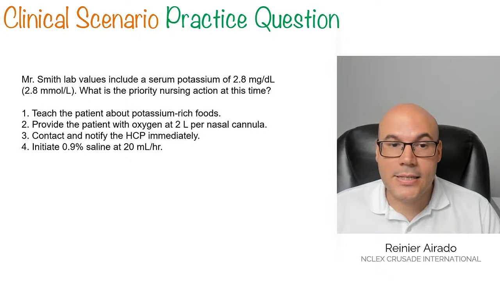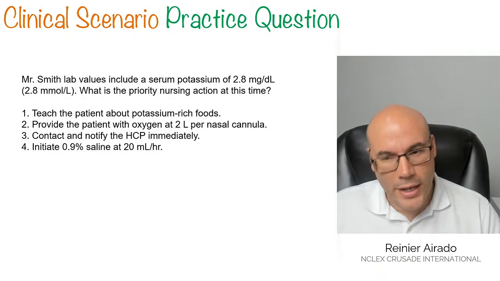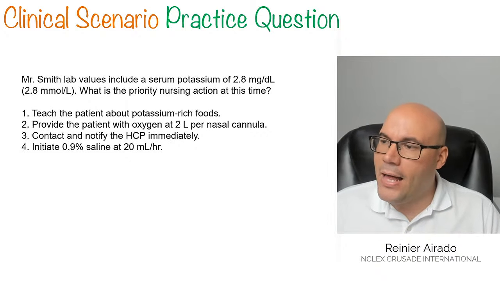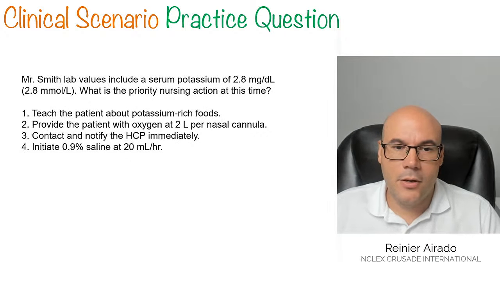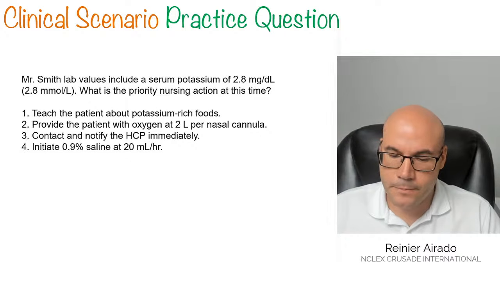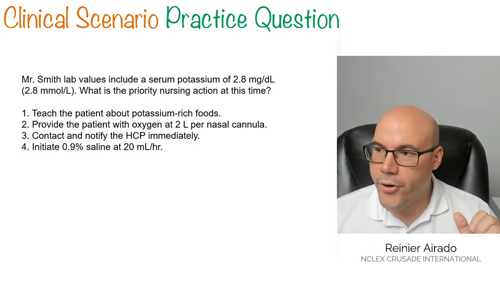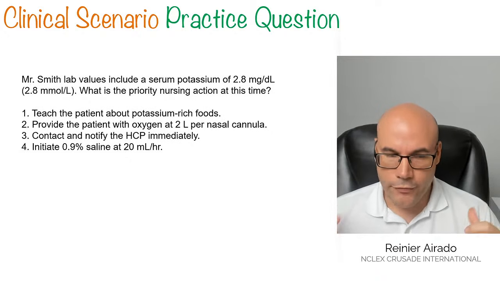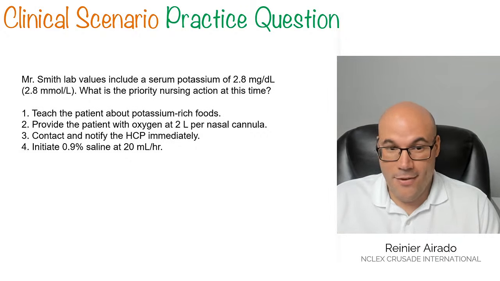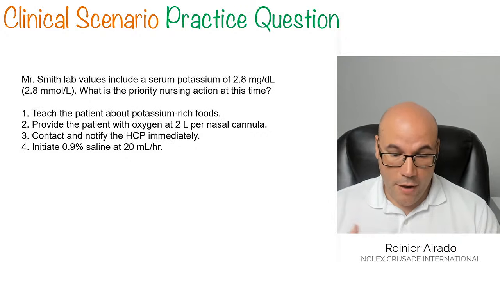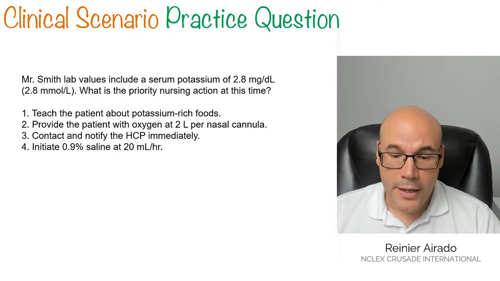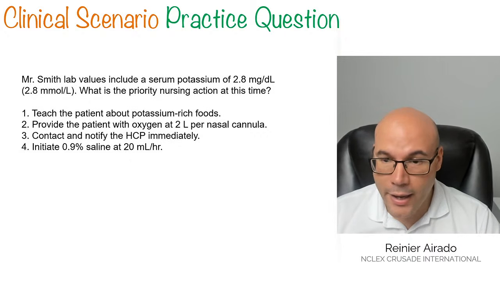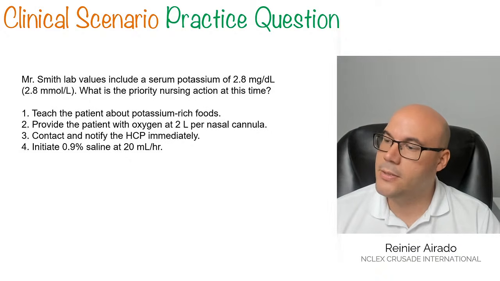All right, so this last question states, Mr. Smith, so we continue with Mr. Smith, lab values now include a serum potassium level of 2.8. What is the priority nursing action at this time? So as you can see in this scenario, they're giving you a lab value. You have to use content to identify if this is normal or not. So you have to identify the normal lab value for potassium. And if you don't remember, it is from 3.5 to 5.0 in most books.